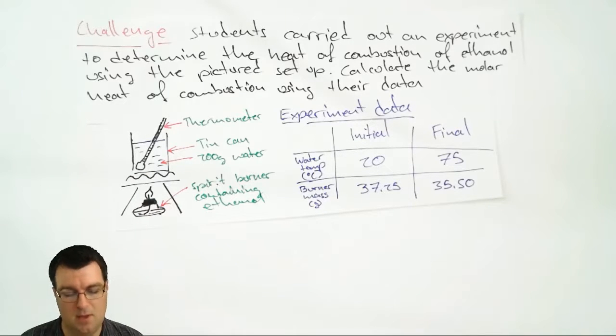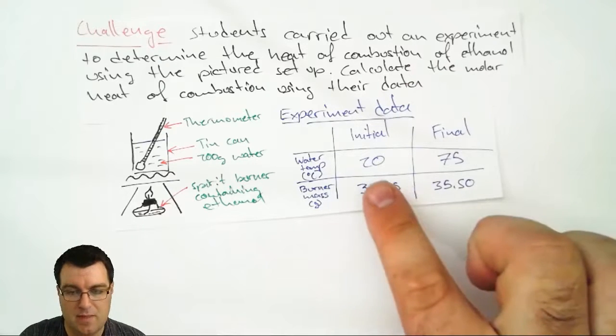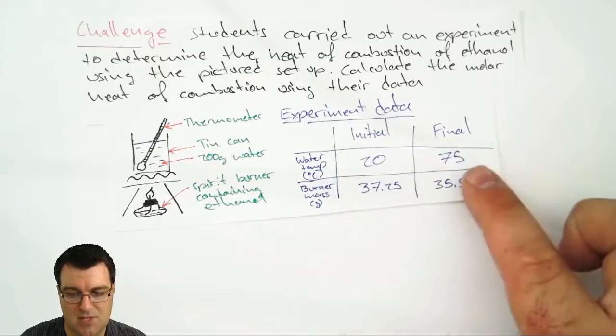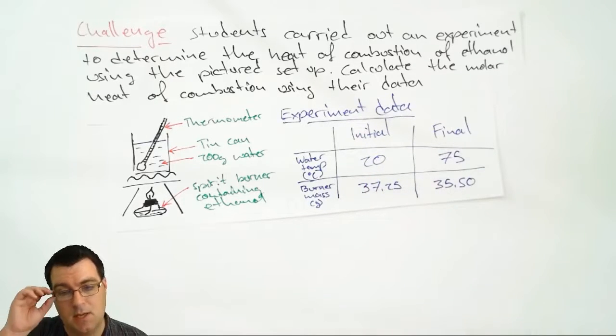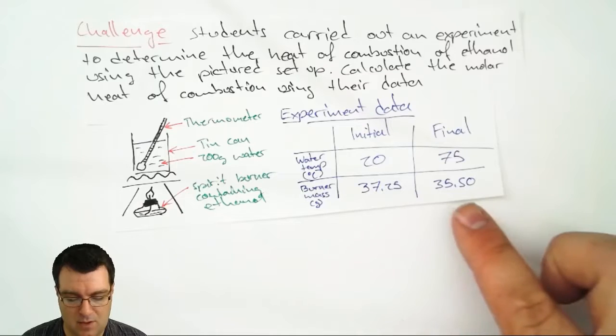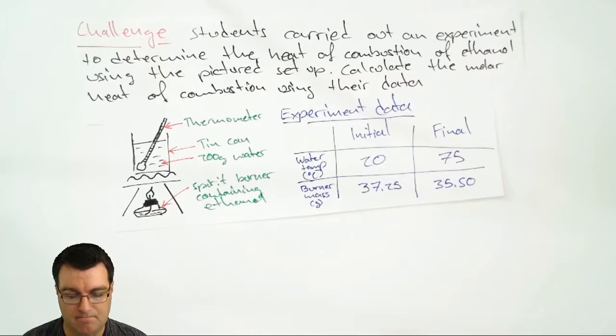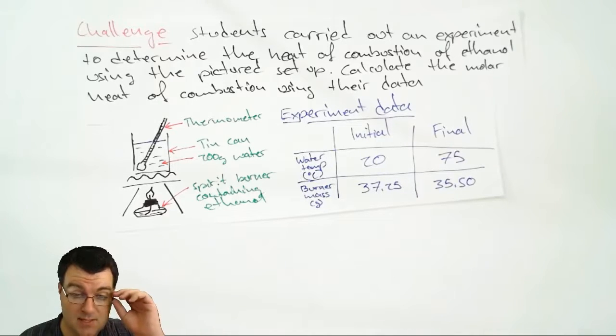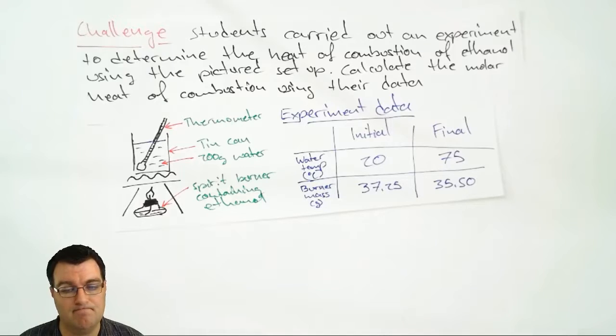During their experiment, they kept track of the water temperature and the mass of the spirit burner. What they saw was that the water rose from 20 degrees to 75 degrees as they combusted their ethanol, and the burner mass dropped from 37.25 grams to 35.50 grams. Just remember, this is a challenge, so hit pause and give it a go yourself when you're reviewing this topic. When you're ready, hit play and I'll go through the answer with you.